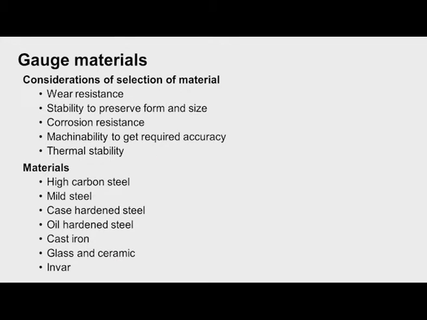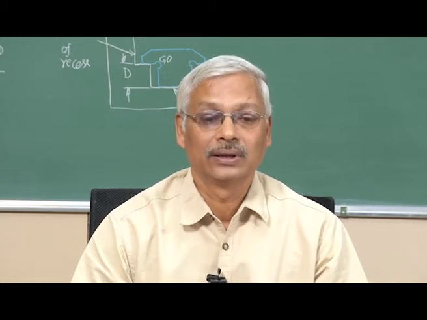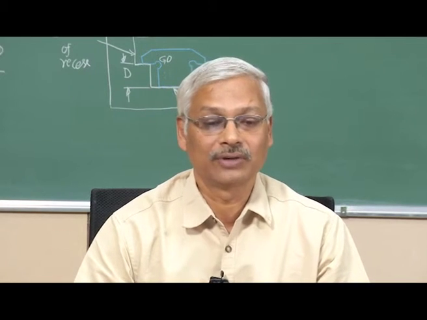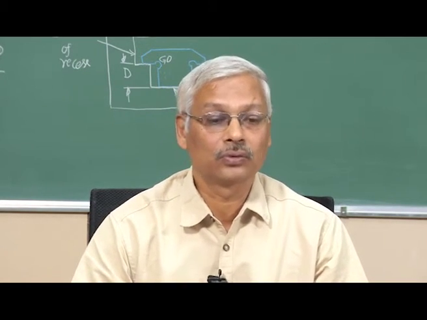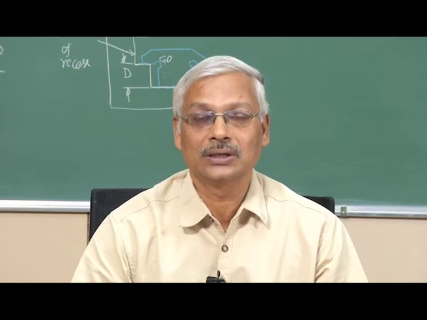And while selecting these gauge materials, there are some selection criteria. The material should be wear resistant. Since the gauge comes in contact with the work part and there is sliding motion, the gauge material should have wear resistant property, and the stability to preserve form and size. The geometric shape and the size of the gauge should not alter because of changes in the environment. So the stability aspect is also considered, and a very important thing is gauges should be corrosion resistant.